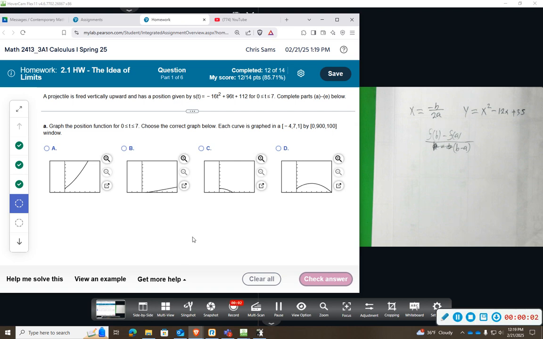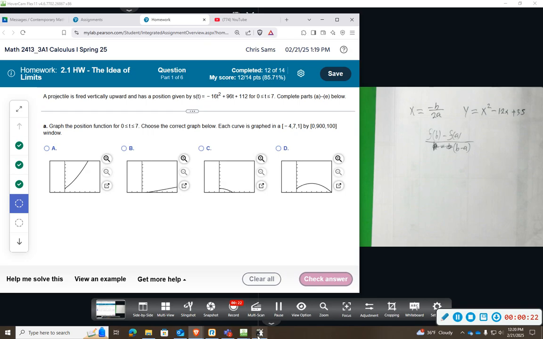Question number 13. We have 6 parts. It says a projectile is fired vertically upward, has a position function given by S of t here, and that is from 0 to 7, and we're going to complete parts A through E. So first we want to graph the function, and it gives us a viewing window.